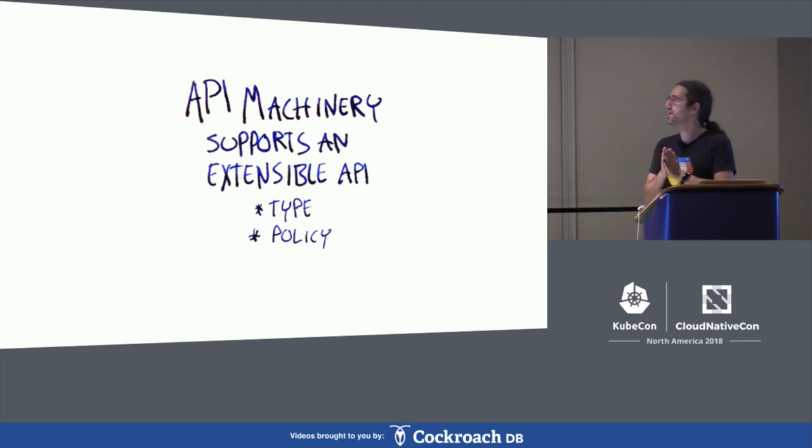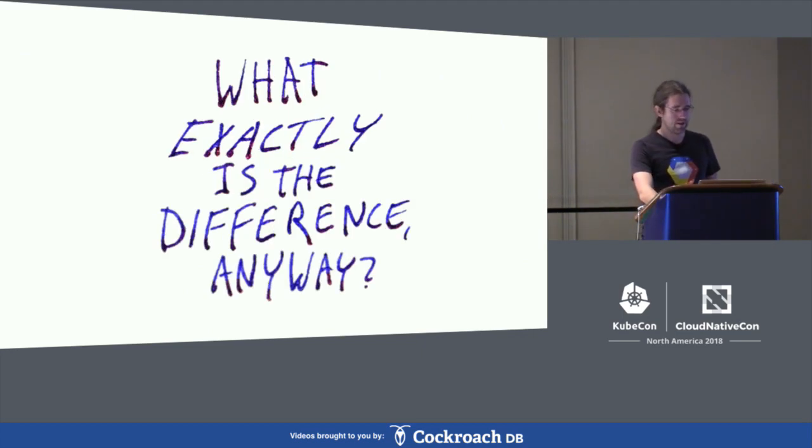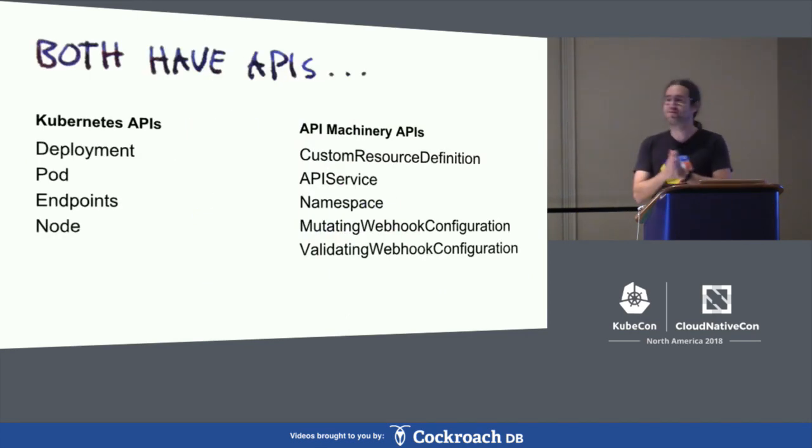So API machinery, in contrast, supports an extensible API. And we have two primary modes of extensions, I'm going to argue. One is types, or you can add more resources to the system. The other one is policy. You can have admission webhooks or authorization webhooks. So there's two primary dimensions of extensible plugin hooks in API machinery. So what's the difference between API machinery and Kubernetes? I'm going to go through some compare and contrast slides real quick.